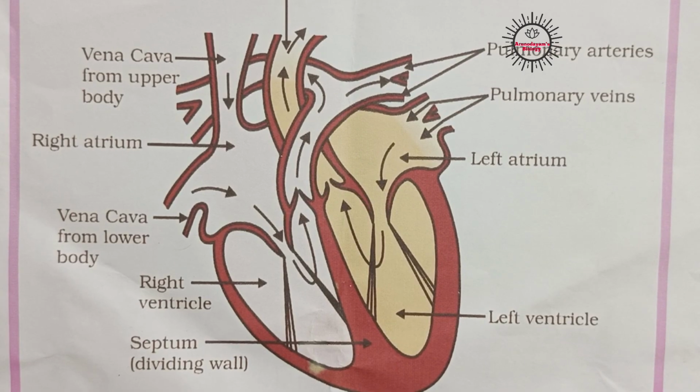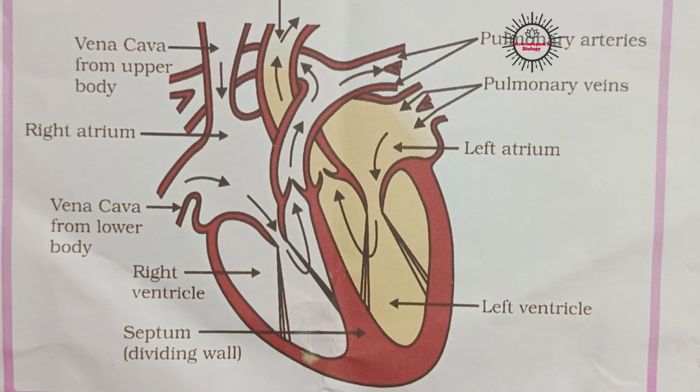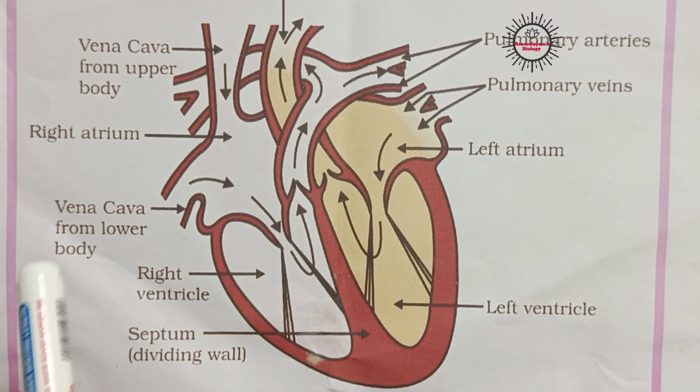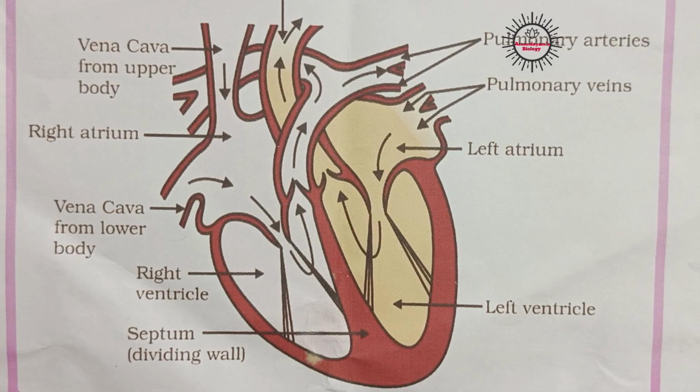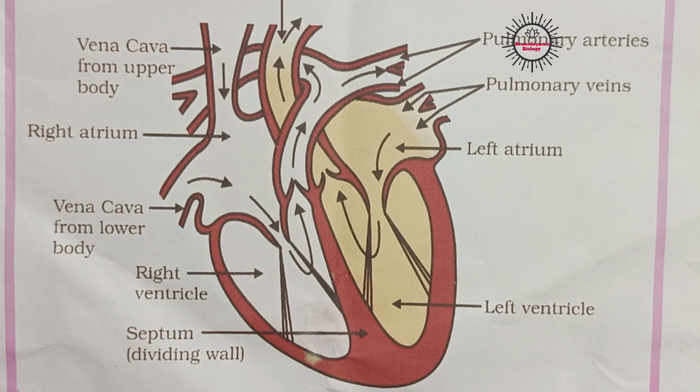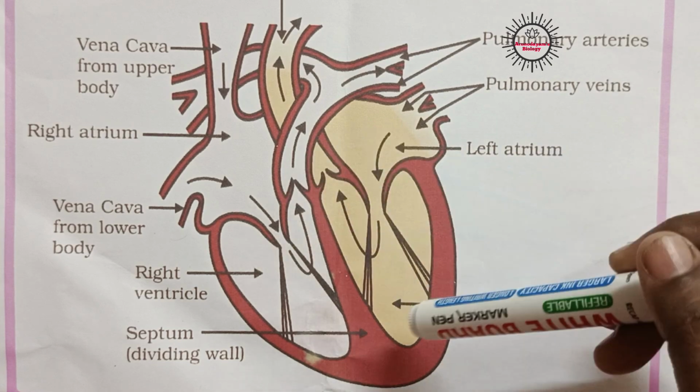Now let us learn about our pumping organ, which is the heart. The pumping organ present in human beings is the heart. Of course, it is present in all the chordates; that means in all vertebrates the pumping organ is the heart only. Let us learn about it. This is the internal structure of the heart.